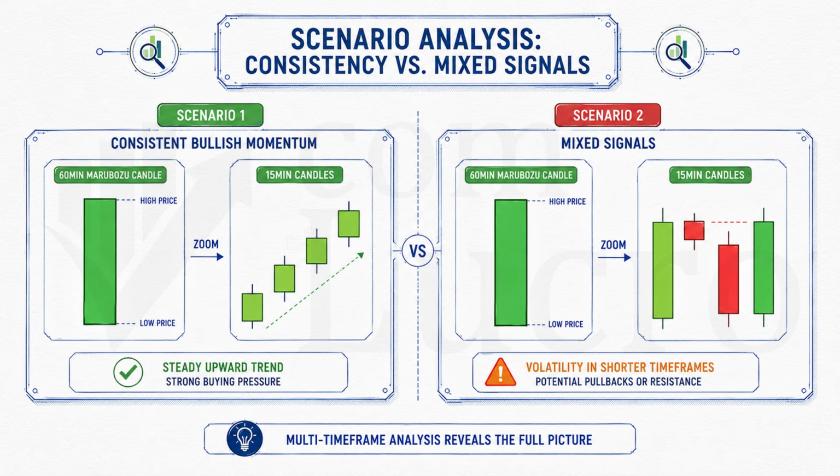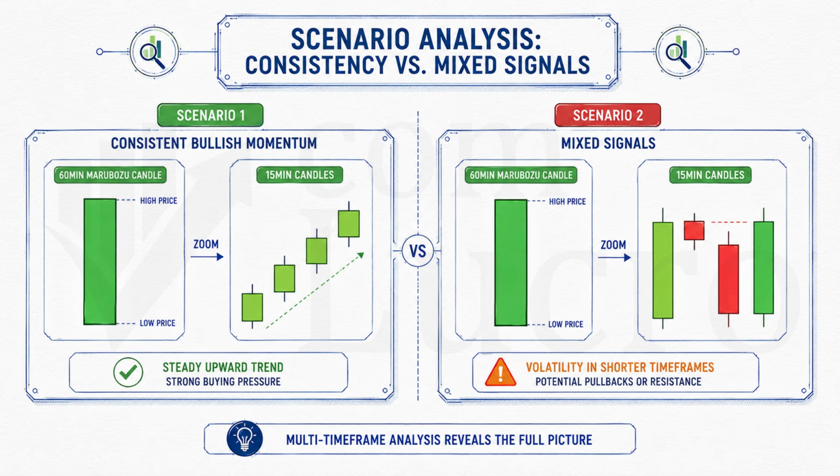On the left of the screen, 4 consecutive 15-minute candles are all similar in size, showing a steady uptrend. This tells us the bullish momentum held throughout the full 60 minutes, with no significant interruptions or reversals. Here, the strength of the 60-minute candle is confirmed by the continuous buying pressure in the shorter time frame.